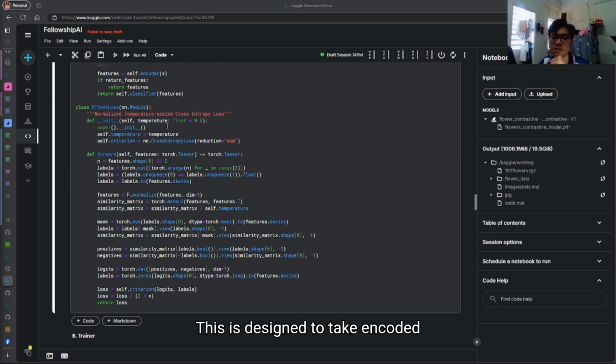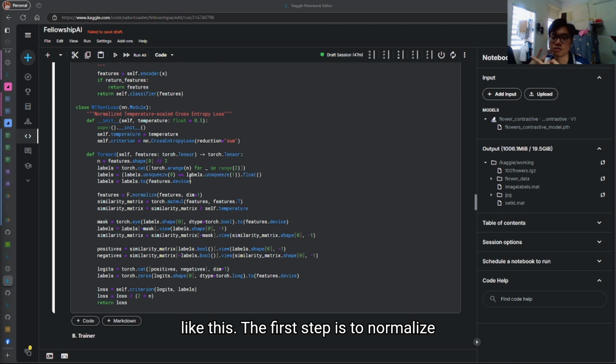This is designed to take encoded feature pairs and create a similarity matrix between features. It is also used to generate positive pairs, which are augmented views of the same image, or negative pairs, which are features from different images. This also has a temperature scale parameter which controls separation sharpness. So in general, the process will look like this.